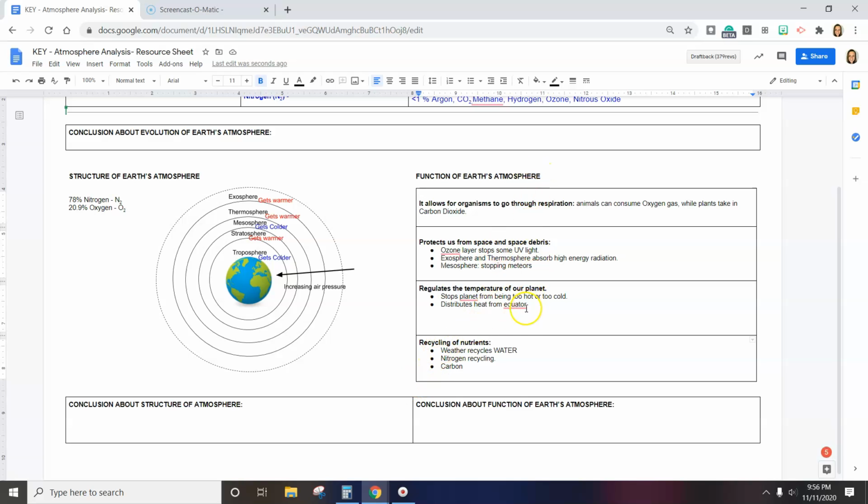So now that you know the functions of Earth's atmosphere, I want you to take a moment to write a conclusion about the function of Earth's atmosphere and what it allows for, or why it is important for these things to all occur in our atmosphere.